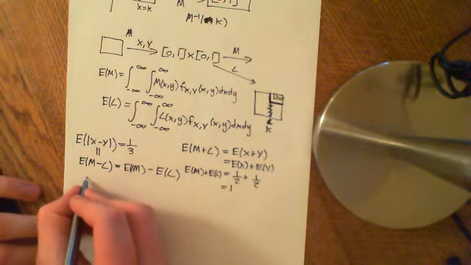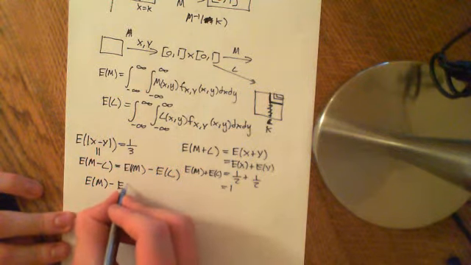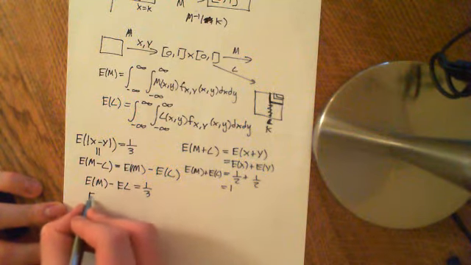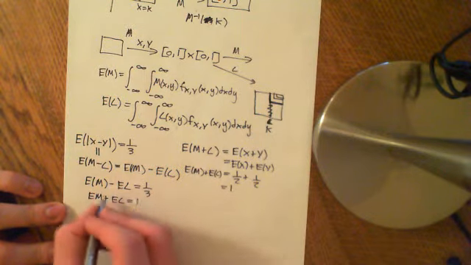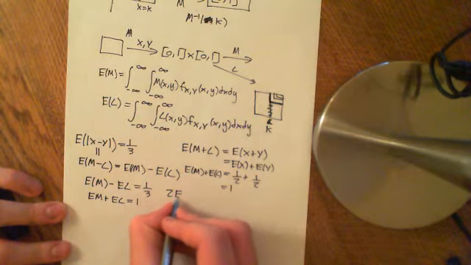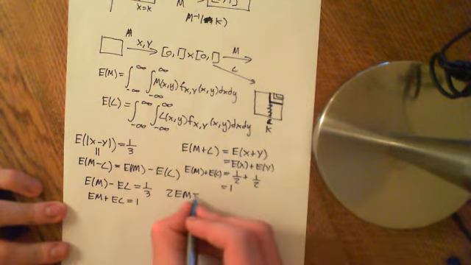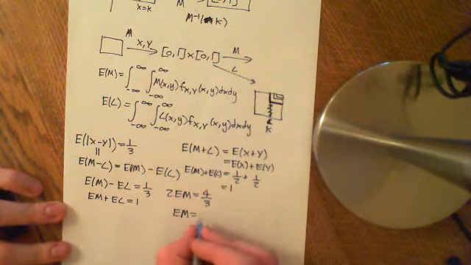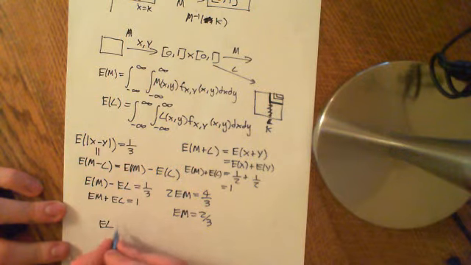So what we now have is a system of simultaneous equations. We have the expected value of m minus the expected value of L, and I'm going to drop the brackets to make it easier to write, E of L, equal to a third, and then the expected value of m plus the expected value of L equal to 1. Add these two together and they cancel, and we get 2 times the expected value of m equal to 4 thirds. Divide by 2, and the expected value of the maximum point is 2 thirds. And the expected value of the minimum point is 1 minus 2 thirds, which is equal to a third.